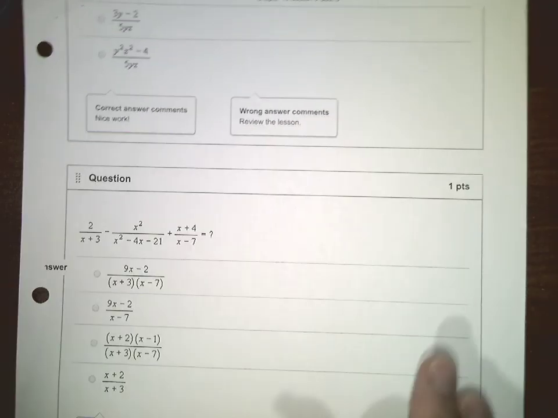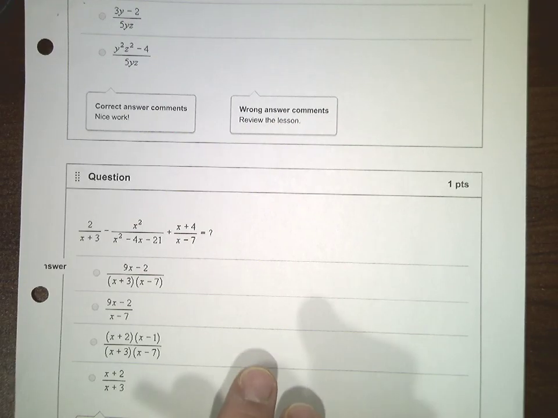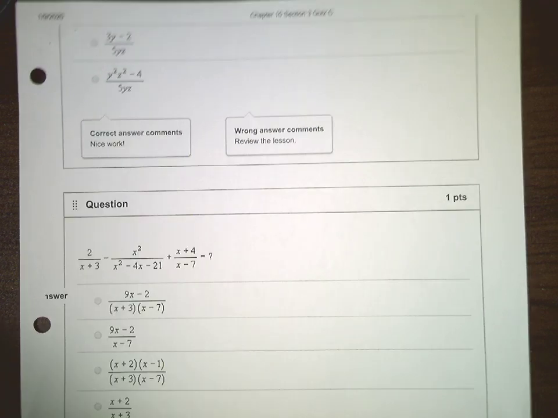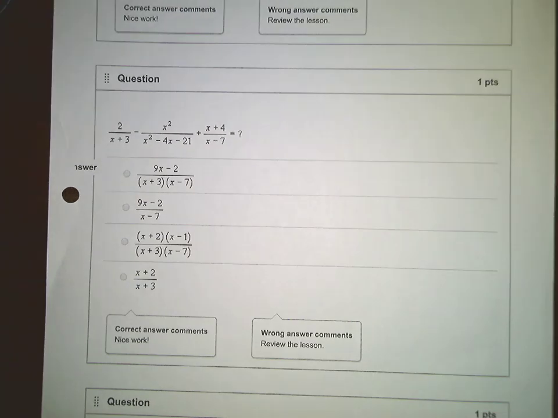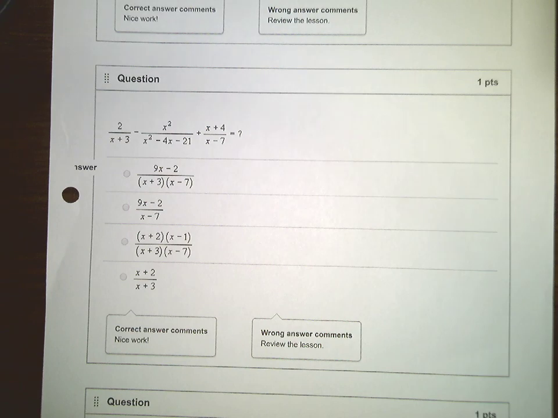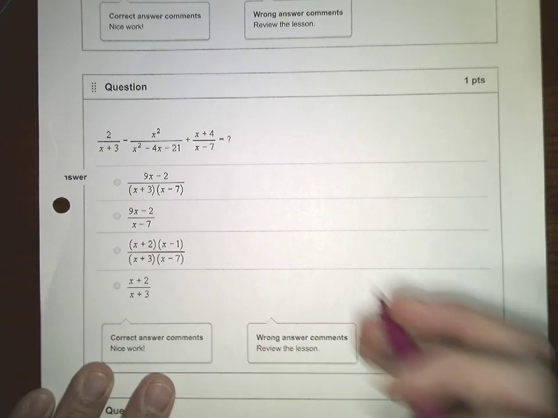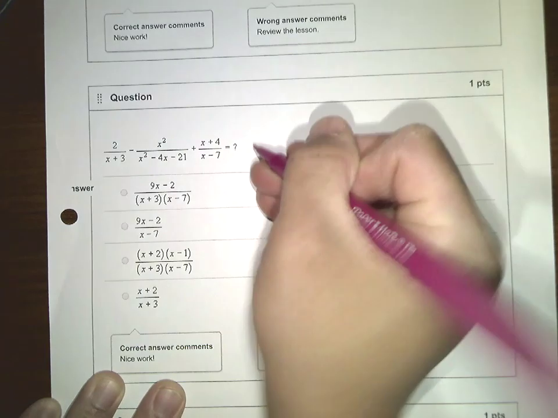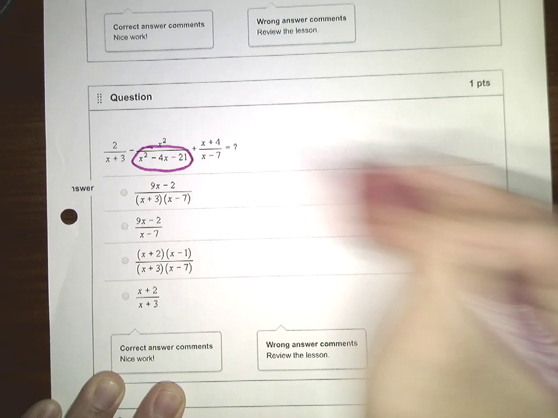So now, this one is going to be a little bit more complicated than the last one here, but all we have to do is just try to make sure that we get the common denominator. So let's go ahead and start by factoring this denominator right here.